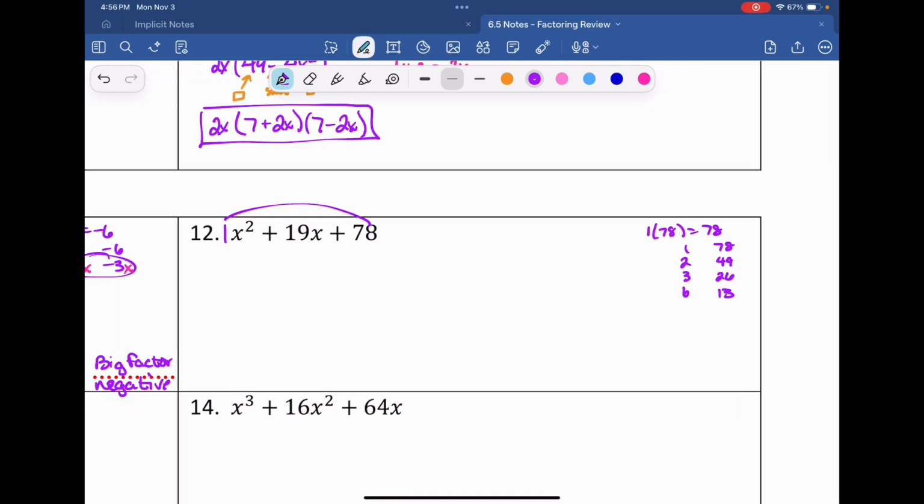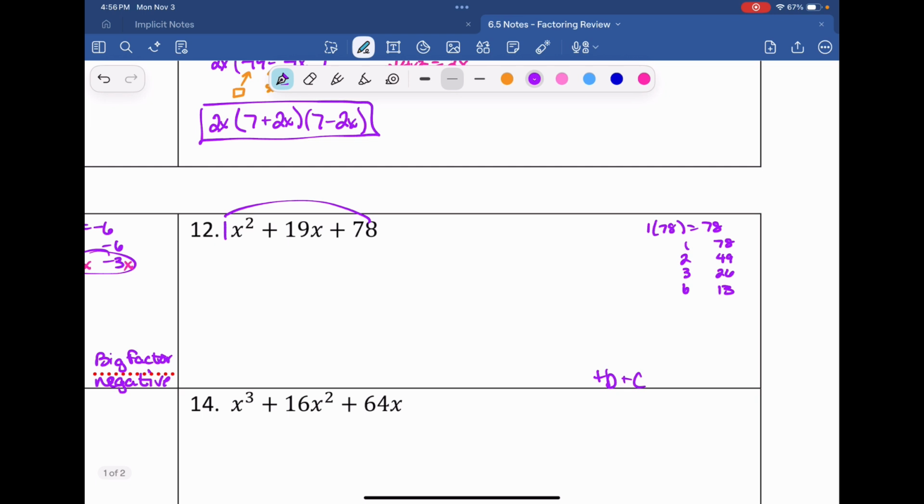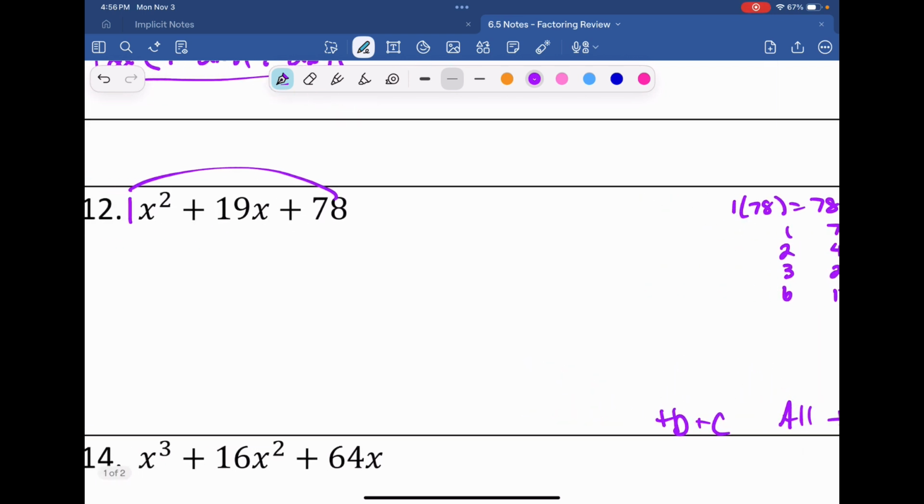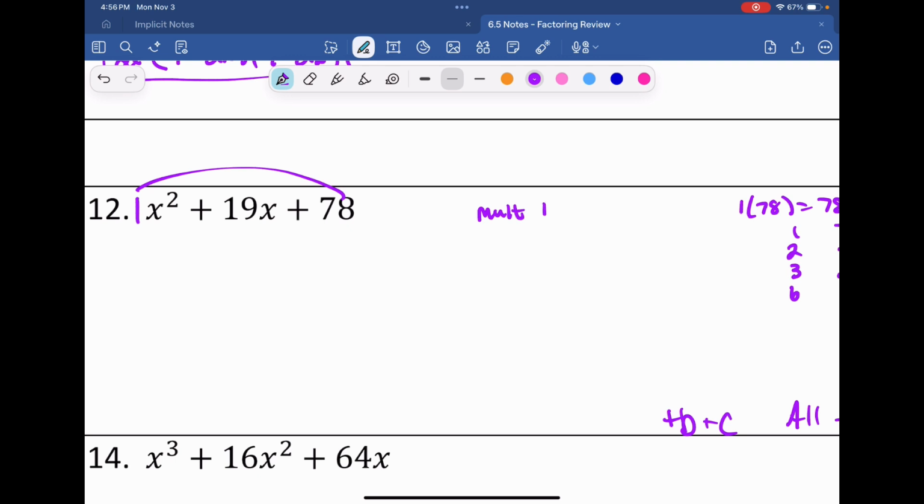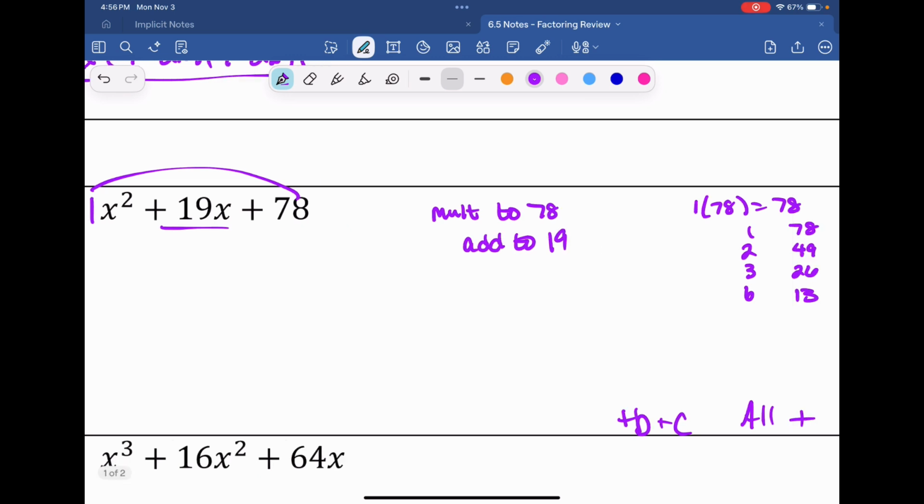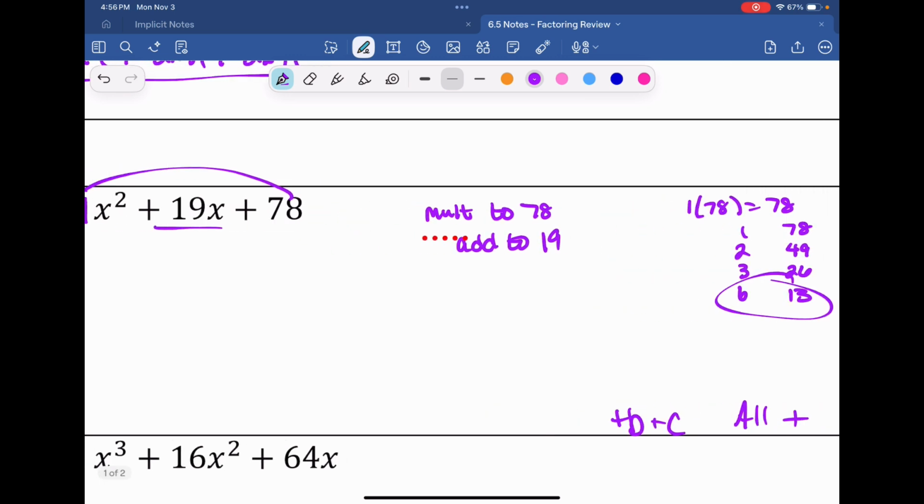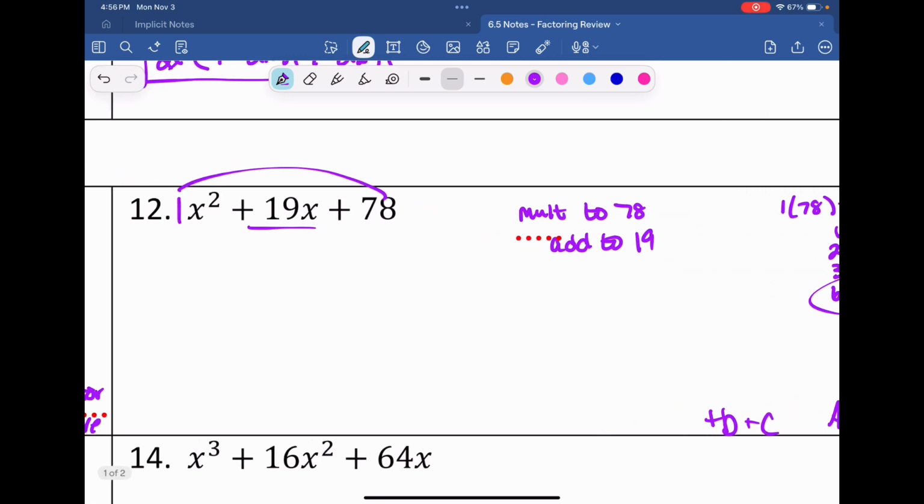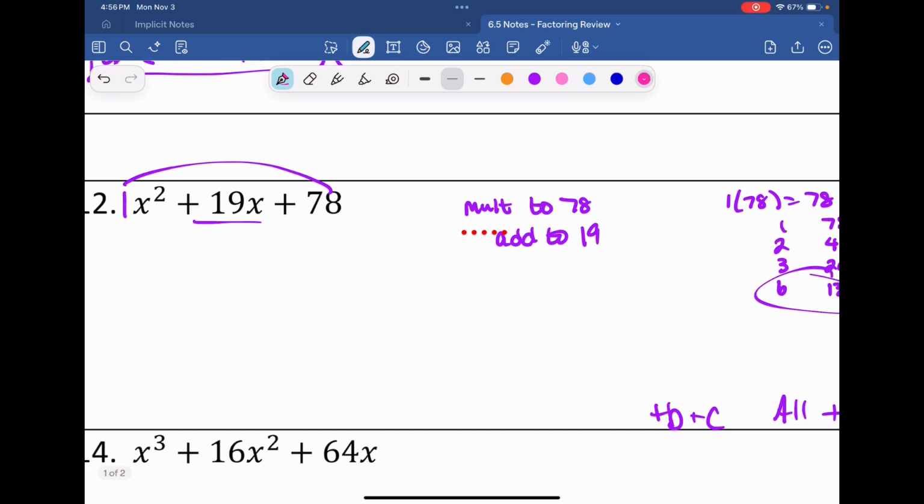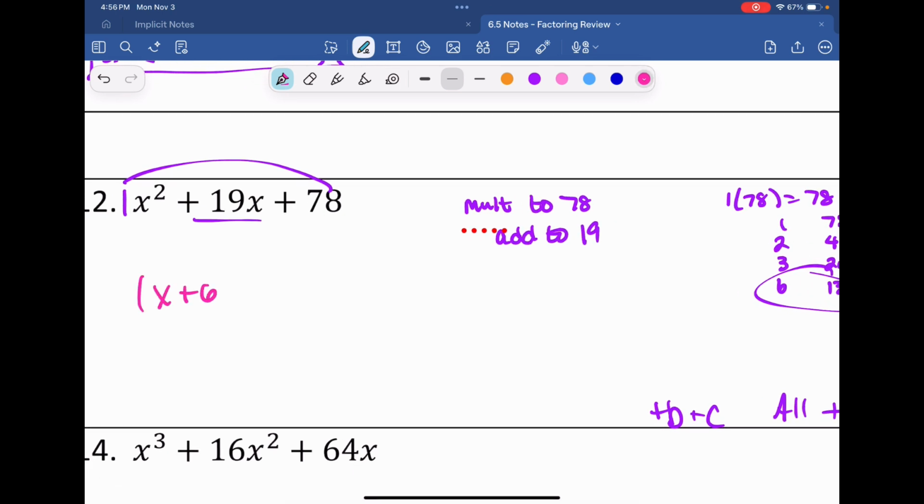Since it's all positives, we have positive b, positive c. This is all positive. So it's got to multiply to 78 and add to 19. That's going to be your 6 and your 13. Your leading coefficient is 1, and I go right to my factor pairs and say x plus 6, x plus 13.